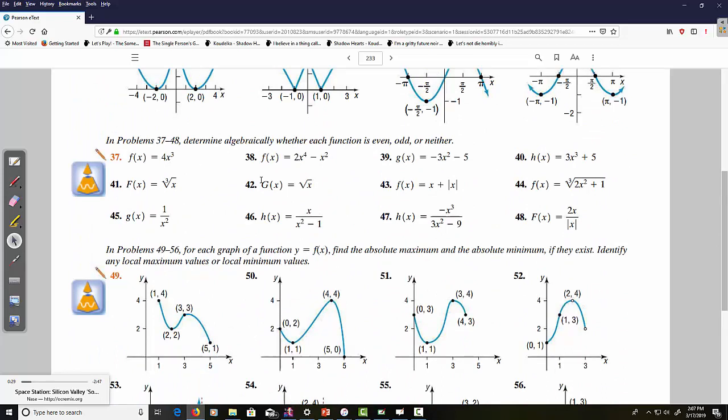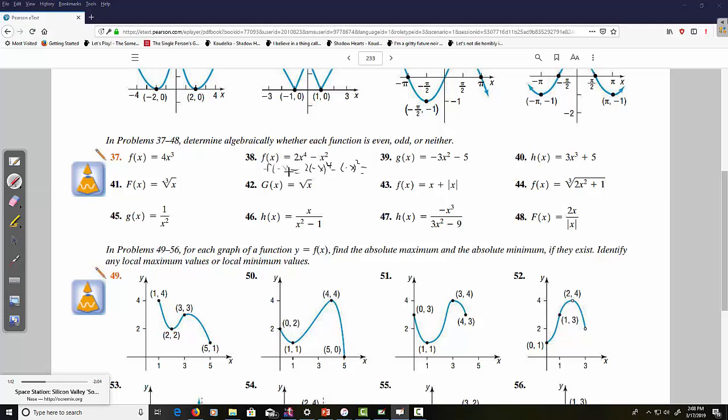Let's look at these things. So you might say 38 here. Is that even or odd? Well, let me check. If I replace x with negative x, so f of negative x, I get 2 times negative x to the fourth minus negative x squared. That will just get me literally this. Negative x fourth, my bad. There we go. Well, because these are both even powers, this will literally get me that, 2x to the fourth. So f of negative x equals f of x.